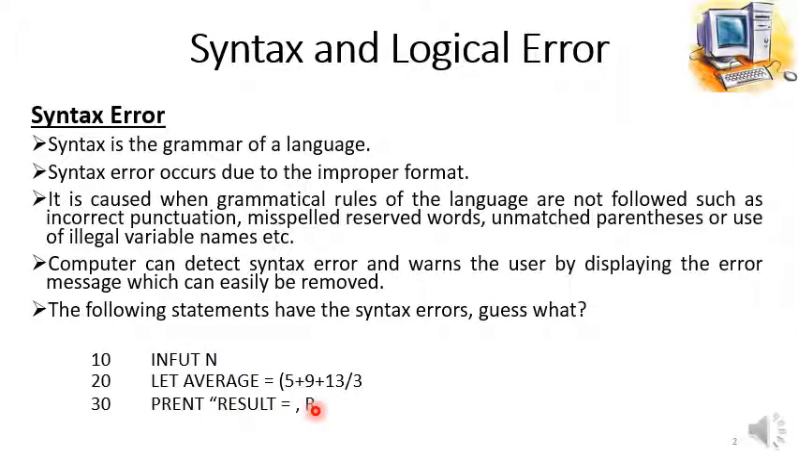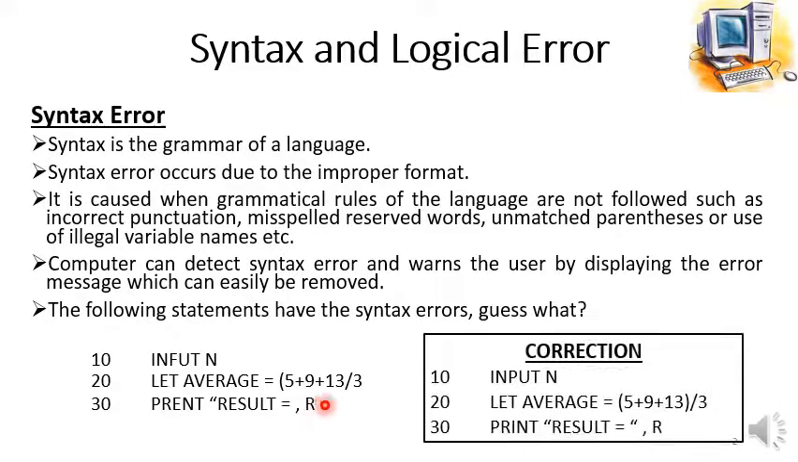If we make corrections, it will look like this: input n, let average equal to 5 plus 9 plus 13 closed in parenthesis divided by 3, then print with correct spelling, result, closing quotation mark, and then r. So this is how we can remove syntax errors. And whenever we execute these three statements in the program or in the IDE, the IDE will detect these errors in these three lines for us.